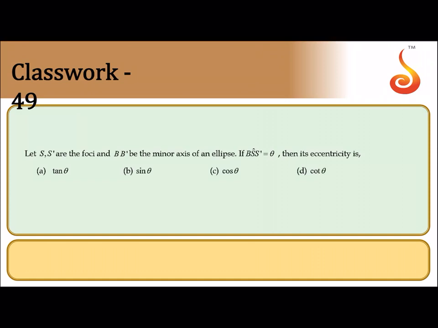SS dash are the foci and BB dash are the minor axis. BSB's angle of eccentricity is equal to... This ellipse is given to you. This is the B point and this is the S point, and this angle is equal to theta. So this is O.